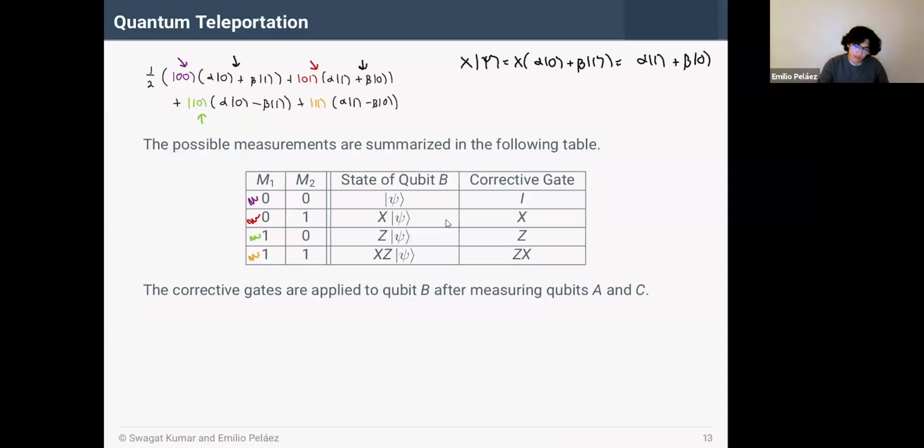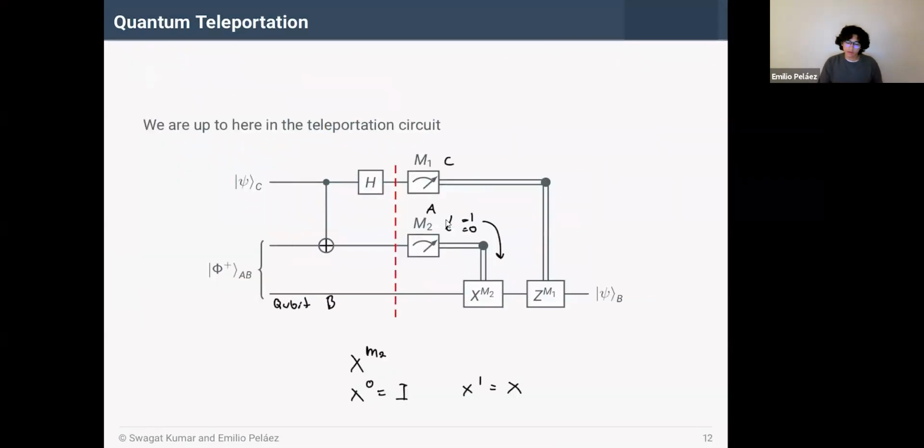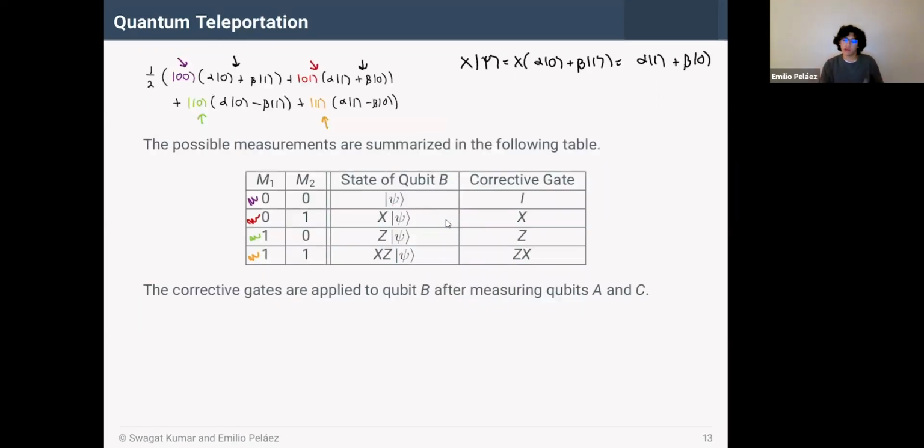And then this one is this state, which is just alpha ket 1 minus beta ket 0, which is just a C gate and then an X gate. So as you can see in the three lower cases, we do not have the state we wanted to teleport right away. We have to apply some corrective gate. And this corrective gate is given by these two. These two are the corrective gates that depend on the measurement. So as you can see, if we have 0, 0, we just don't apply anything. And we apply these gates depending on the other measurements.